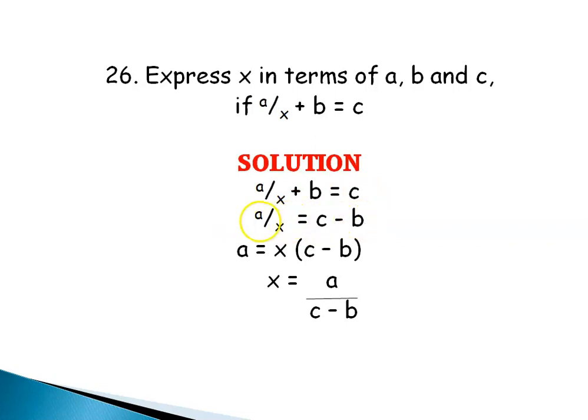Is that taken? Then I'll cross multiply. By the time I cross multiply, my a will be x multiplied by c minus b. Did you see that? And then I divide both sides by c minus b. So x times (c minus b) divided by (c minus b) is x. And then a divided by c minus b. So x is a divided by c minus b. Do you understand this? Very good.